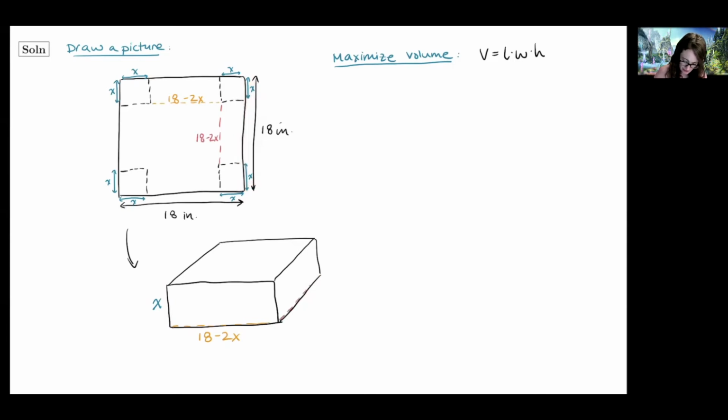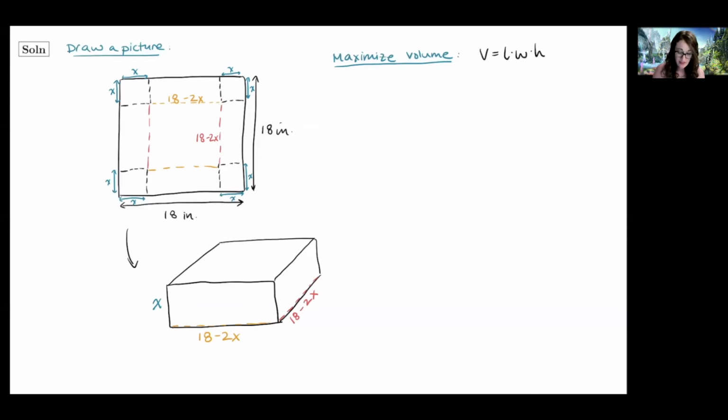So that pink dashed line, when we fold it up, becomes the width or the length, whatever one you want to think about it as. That side in our 3D figure is the 18 minus 2x. In our 2D figure, right, the orange ones and the pink ones are equal. In fact, they're all equal, but if we didn't start with a square, they might be different.